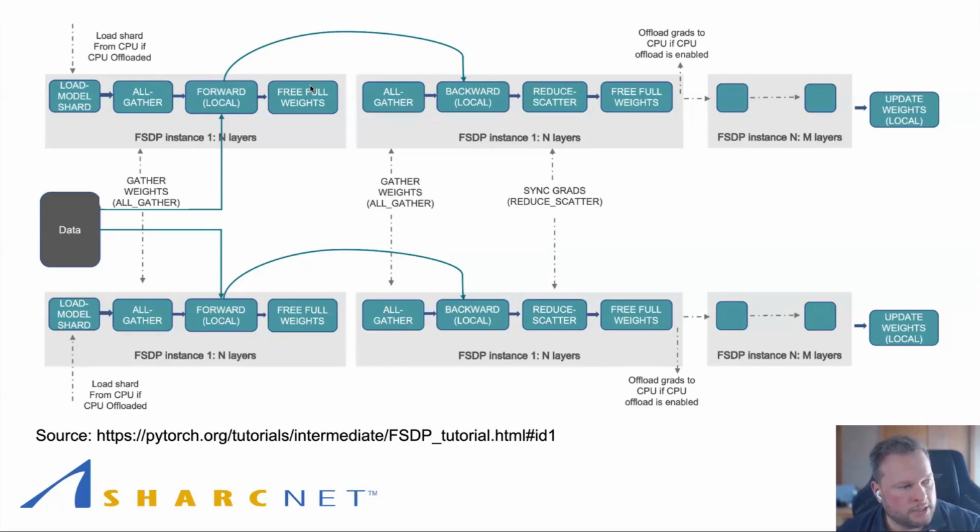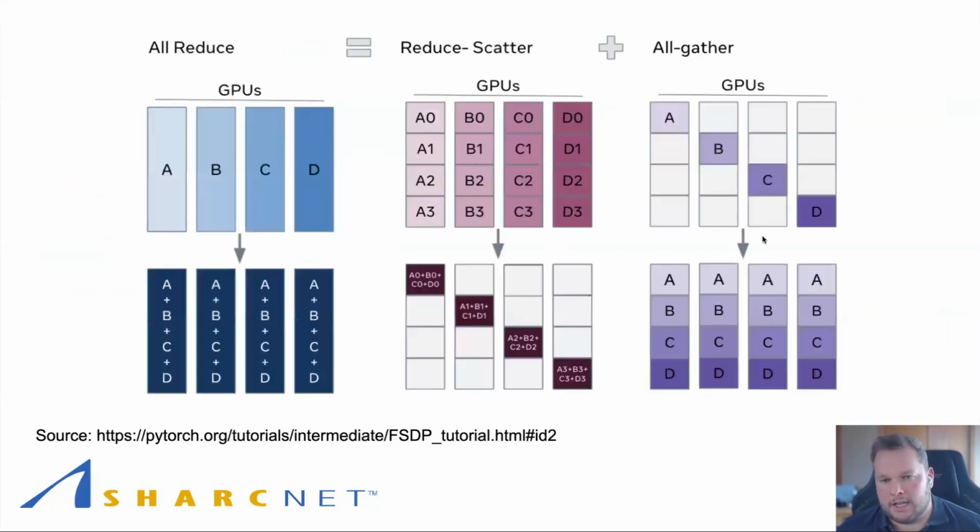We're still only holding onto the shard that belongs to our rank. And this proceeds through all of the instances in the forward pass. And then we go back through the backward pass. And this happens again. We gather all the shards for the FSDP instance we're looking at, do our backward pass, and then we do something called a reduce scatter to distribute the gradients. And then we free the full weights again. So all gather, reduce scatter. What does all this mean?